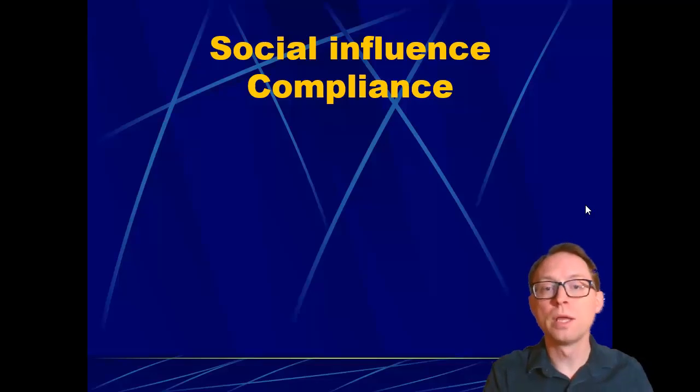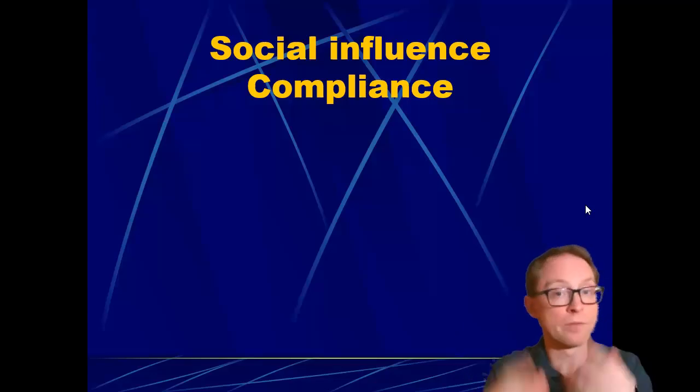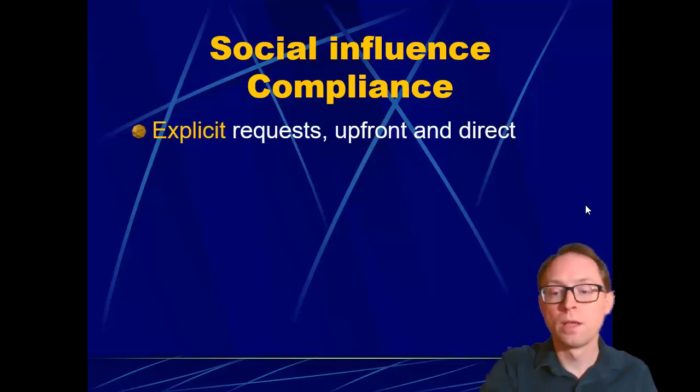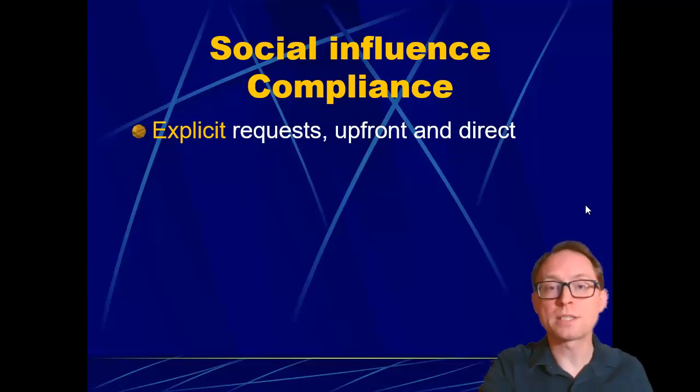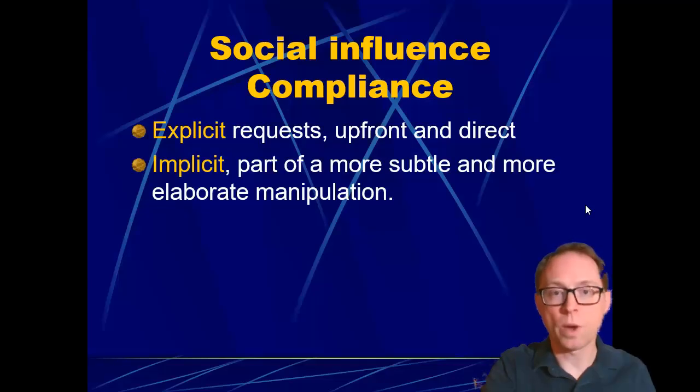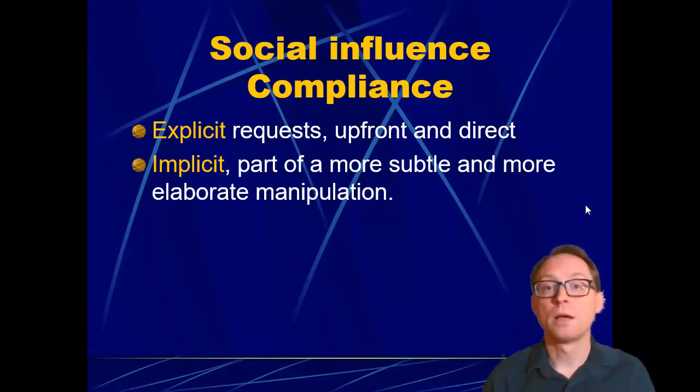Now, what we'll do is talk about several different factors that might influence somebody to be more likely to give you a ride to the airport, for example. Let's start with the difference between an explicit request and an implicit request. An explicit request would be something like a direct request. It would say, hey, roommate, would you give me a ride to the airport on Saturday? That's pretty explicit. You're telling exactly what it is.